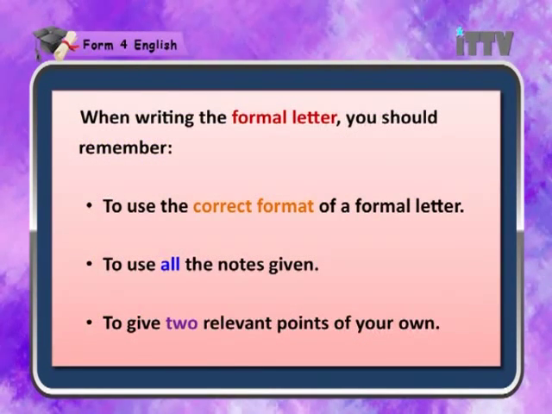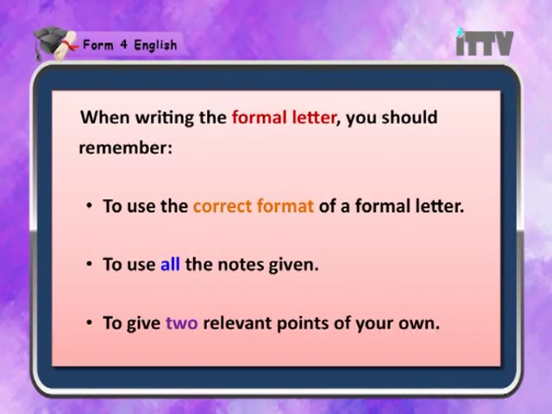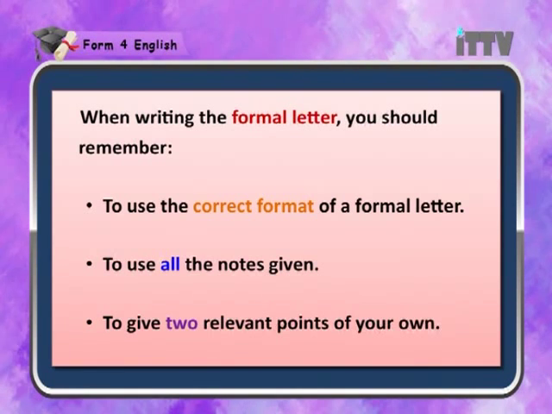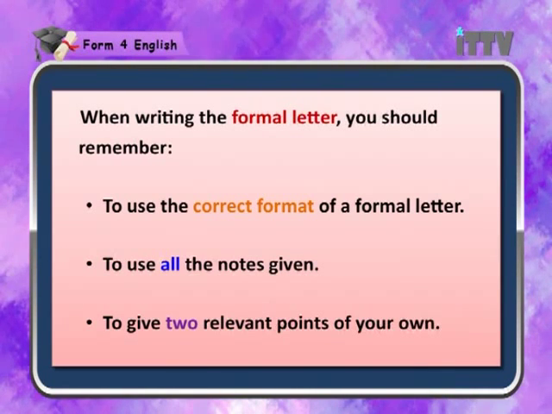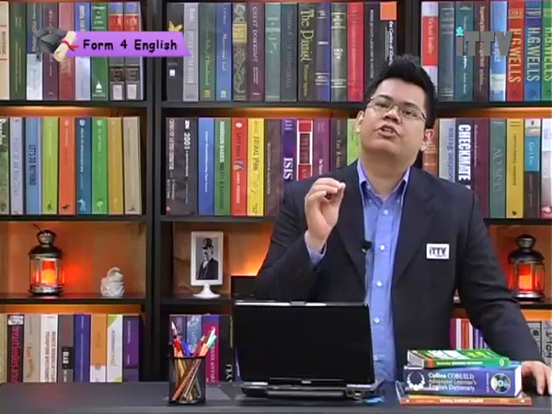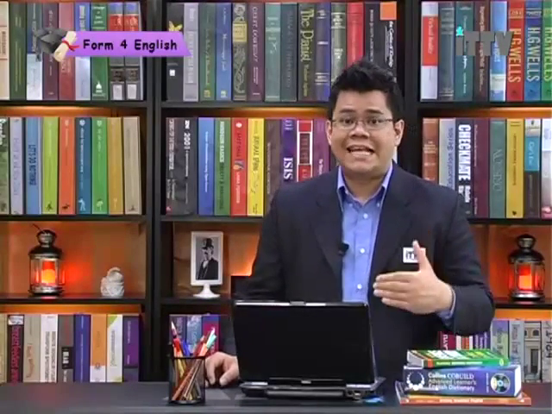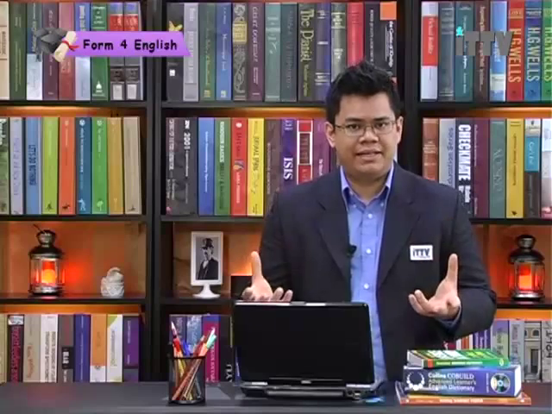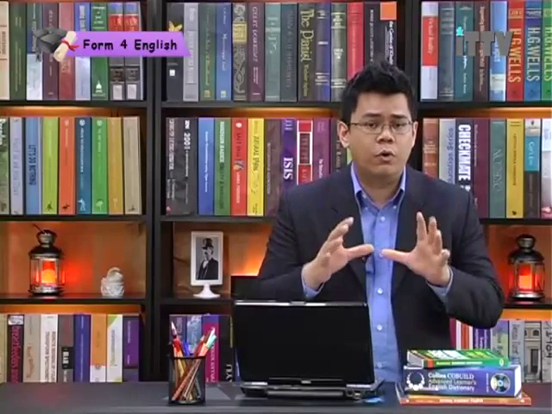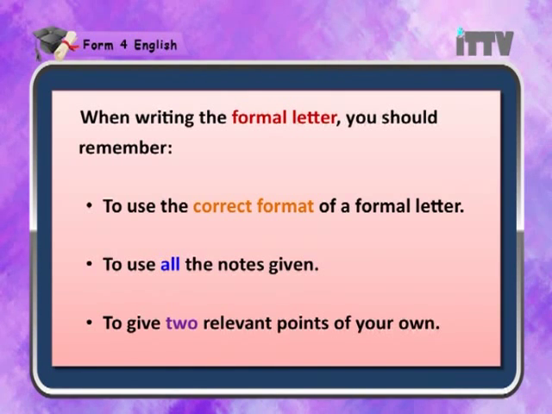Now remember, when writing the formal letter, you should use the correct format of a formal letter, use all the notes given, and give 2 relevant points of your own. Always remember to use the correct format as you write. The format carries marks, so always understand the format before you write. Next, use all the notes that are provided, and finally, add 2 relevant points of your own to support what you are writing. So if you can remember all of this, you will do very well.